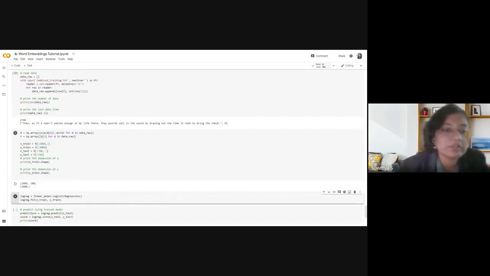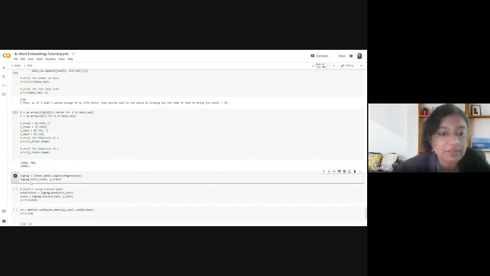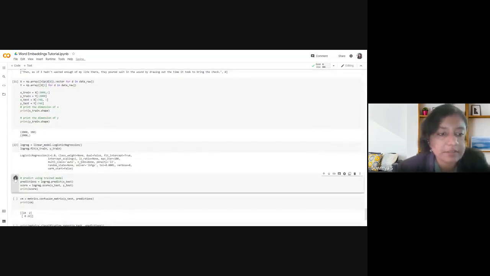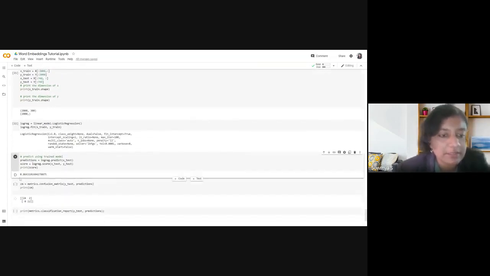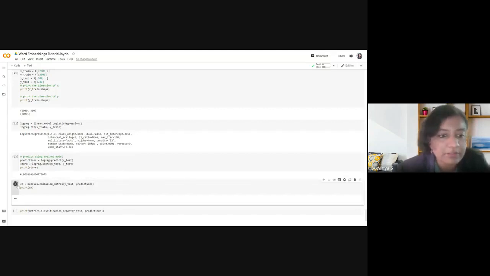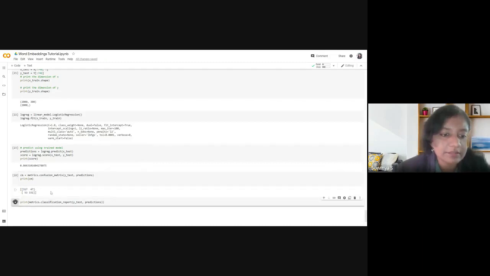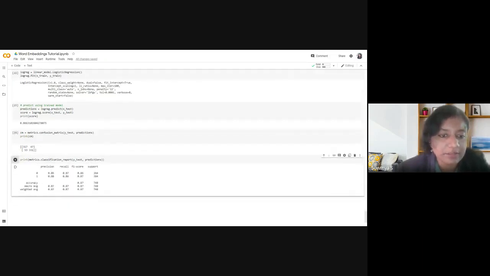Okay, so our training set is of size 2000. We have our logistic regression, and then we predict and print the accuracy. You can see it's pretty good. It has around 86%, so it does well on an extrinsic task. And then we print the confusion matrix for this. You can see that it is misclassifying a bit, and we can have the precision, the recall, the F1 score, and so on and so forth.